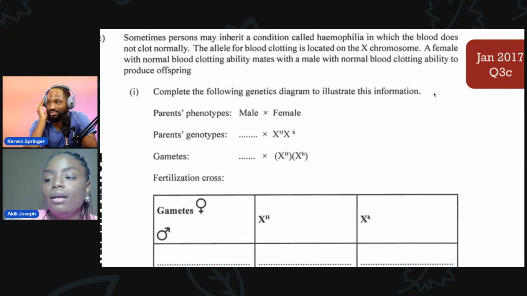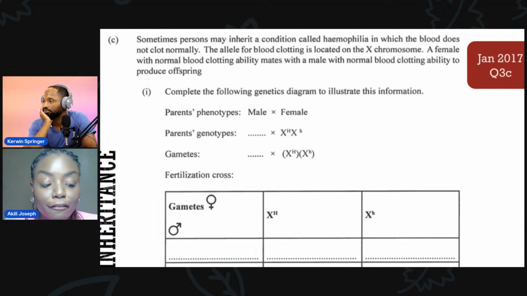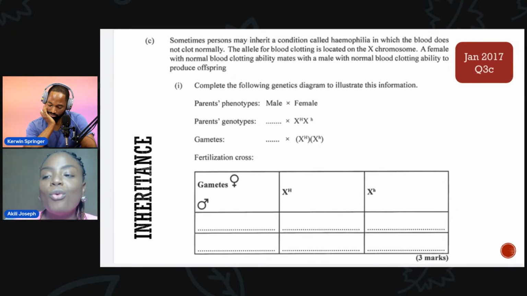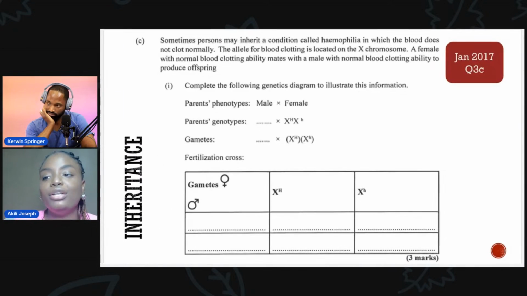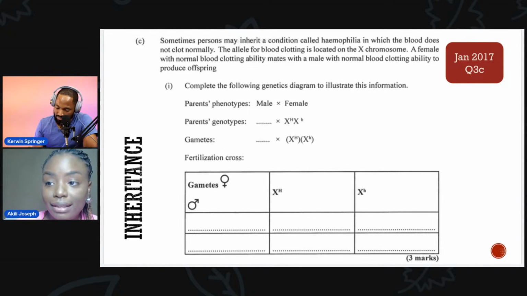So by them just putting that there, that's what we're going to understand here. Now we have to fill in the genotype for the male. So to be a male, what is the basic genotype? You have to be XY, right?